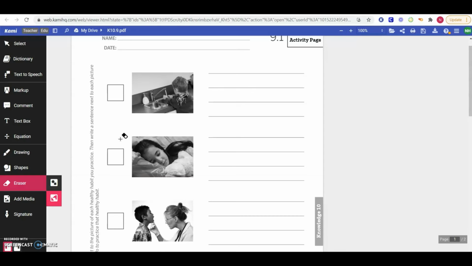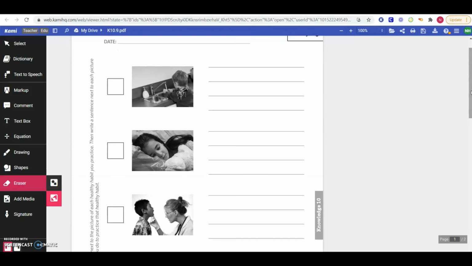Our next one shows a picture of a girl getting a good night's rest. Remember, it's very important for our bodies for us to get the correct amount of sleep each night to make sure that we're getting a full night's sleep. Place a check mark next to that one if you do a good job of getting enough sleep each night, and write a sentence telling me how you are maintaining that habit.